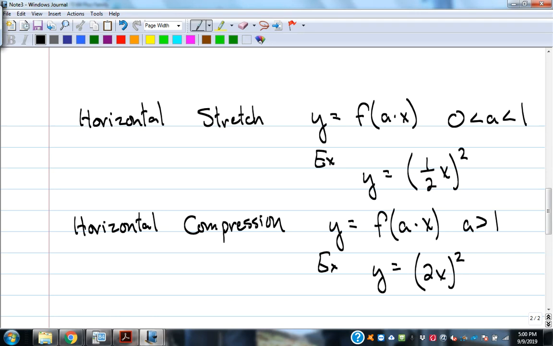So a horizontal compression, you're going to push it in from the side, so that's going to make the graph look like what? It's going to look skinnier, right? It's going to look a lot like the vertical stretch did. So again, the picture on the graph looks similar, but the equations are much different.